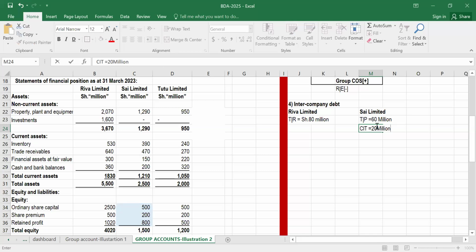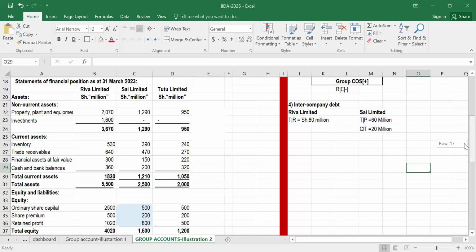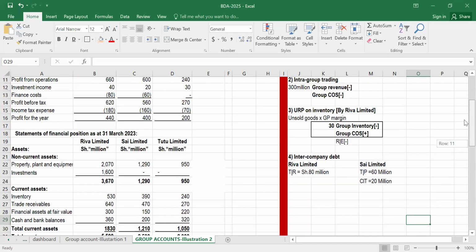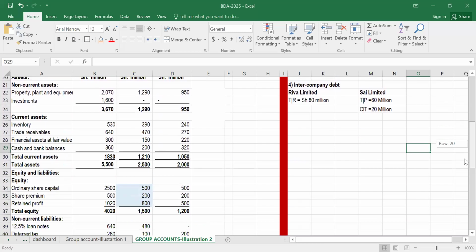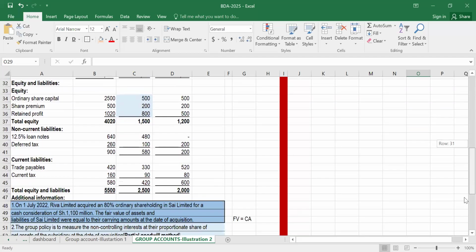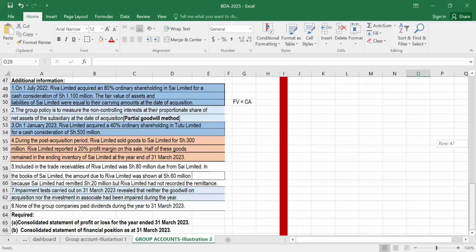So how are we going to adjust this? Consolidation adjustment: one, we are going to raise 80 million from the group receivables. We are going to raise 60 million from the group payables, and then the cash in transit of 20 will be added to the group cash and bank balance. So that is the adjustment which is required in relation to that amount of intercompany debt, which is not the same.